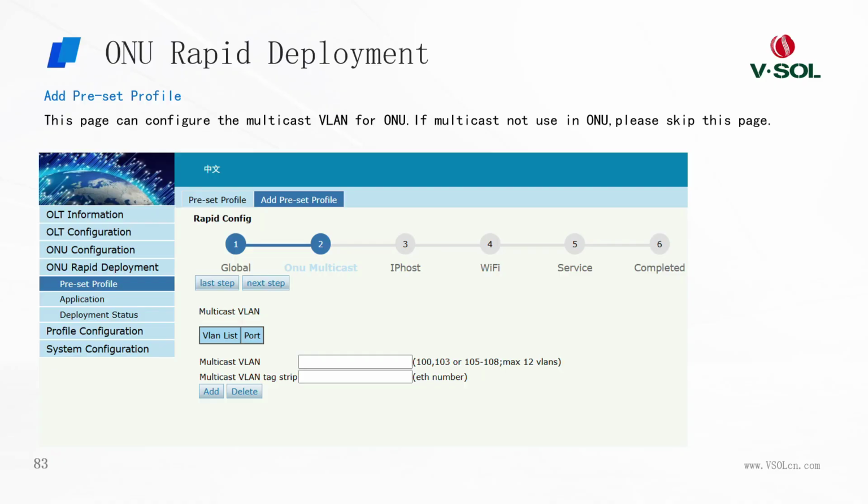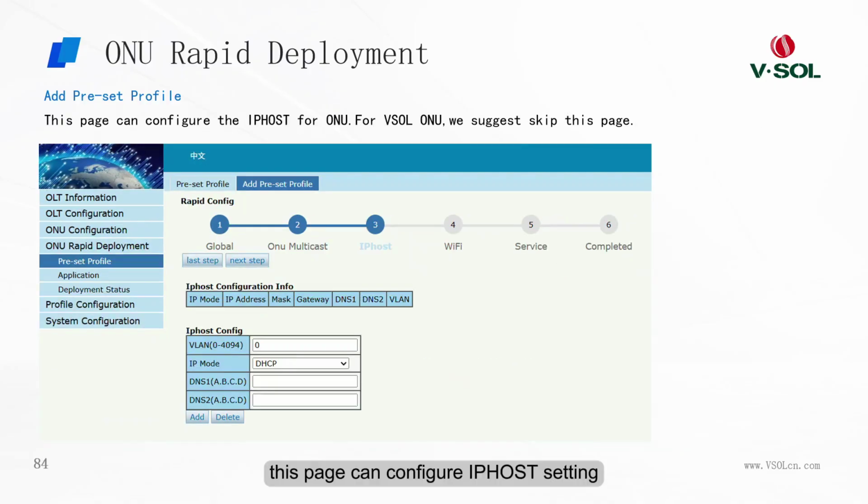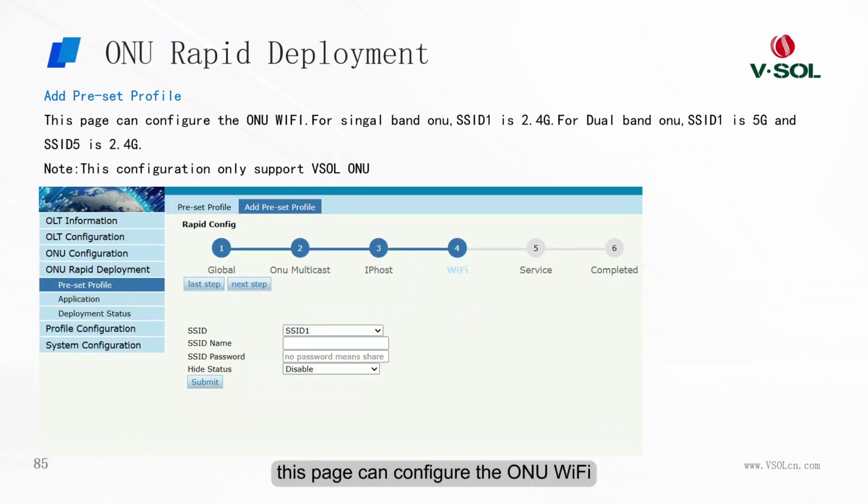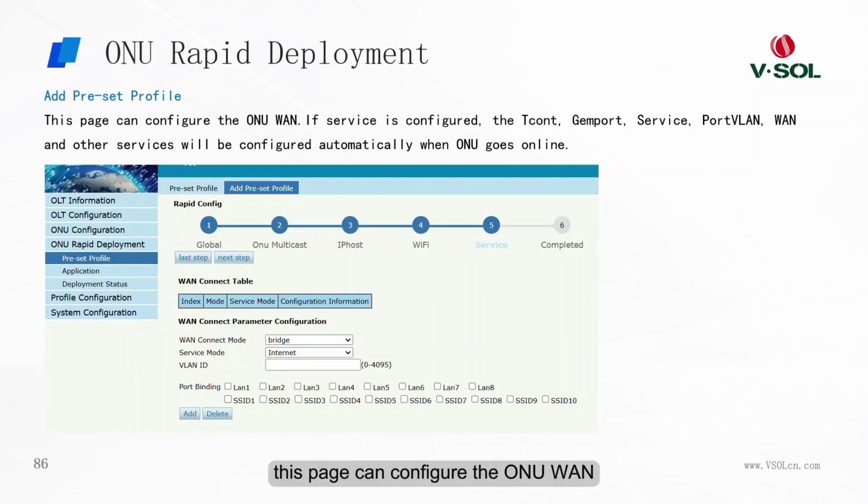This page can configure the IP host setting; mostly you don't need to configure this part. This page can configure the ONU Wi-Fi. And for Wi-Fi configuration, only VSOL ONU is supported. This page can configure the ONU WAN. If service is configured, the TCONT, Gemport, service, port VLAN, WAN, and other services will be configured automatically when the ONU goes online.